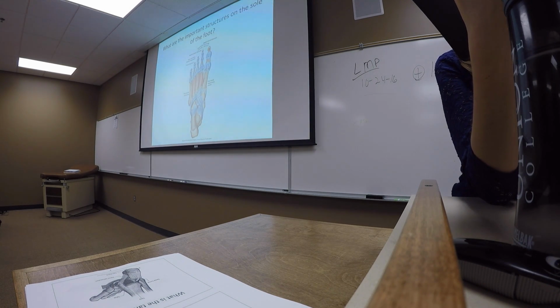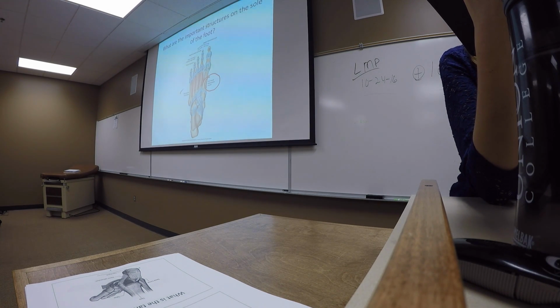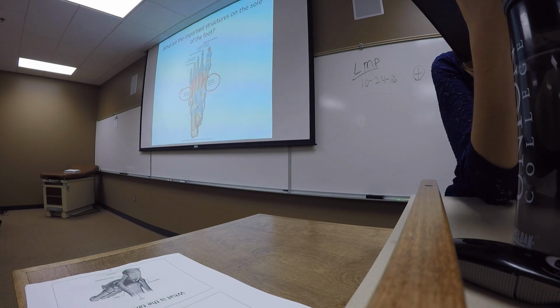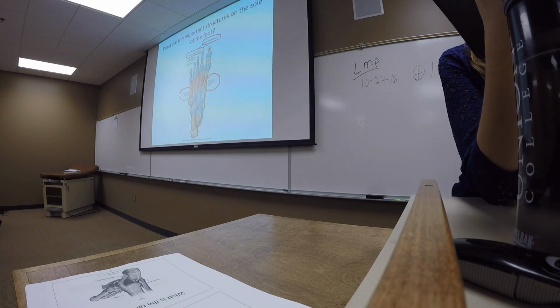All right, and then the final group are the interosseous muscles. So we have dorsal interosseous muscles and plantar interosseous muscles. And I do want you to know that the plantar interossei adduct the digits, and the dorsal interossei abduct the digits.